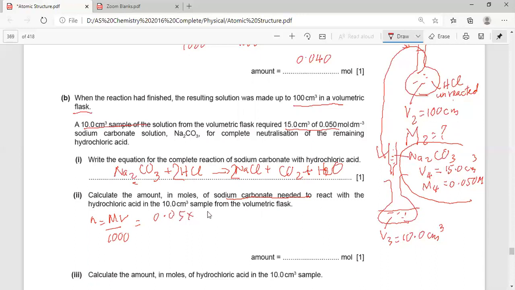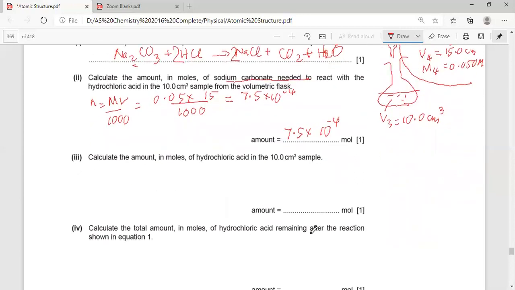0.05 times volume, which is 15 over 1000. That will be equal to, if you do it properly, 7.5 times 10 to the power of minus 4 moles. You can put it in this form or this one. This is easier, standard form. So for the next one, put the 7.5 times 10 to the power of minus 4.